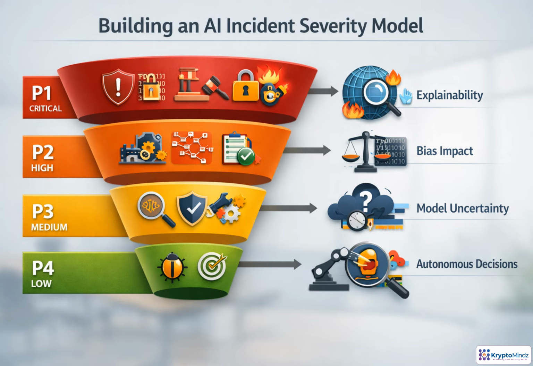Severity models turn messy incident details into consistent action. For AI, the usual P1 through P4 scale needs extra lenses. A critical incident is not just downtime. It may involve biased decisions at scale, sensitive data exposure, unsafe autonomous action, or a regulatory breach. Lower levels reflect how contained, explainable, and recoverable the issue is. The key is to define thresholds before incidents happen, so teams can escalate quickly, apply the right response time, and avoid debating priority during a crisis.